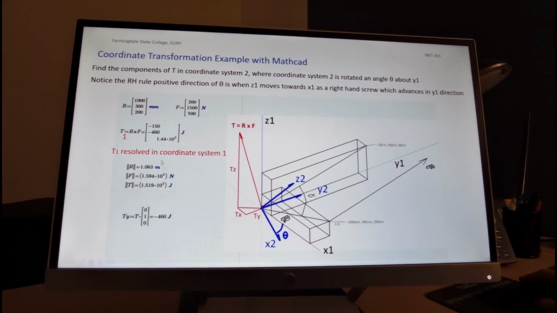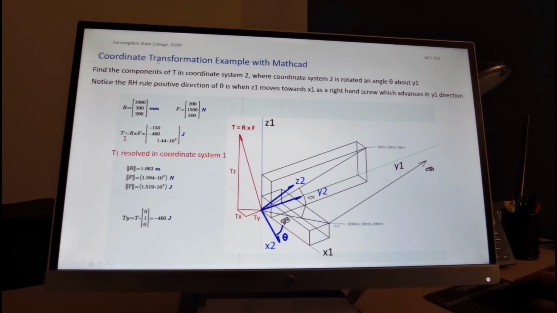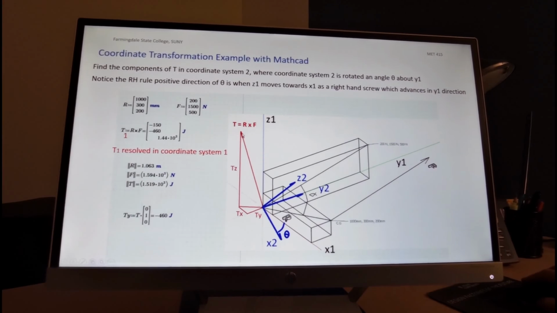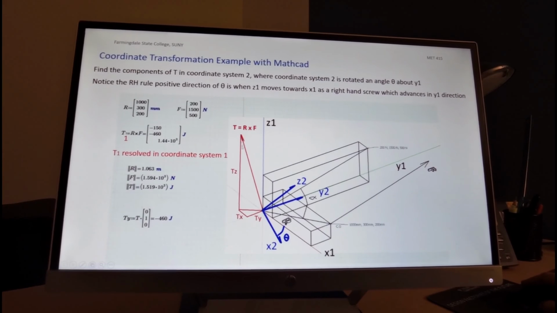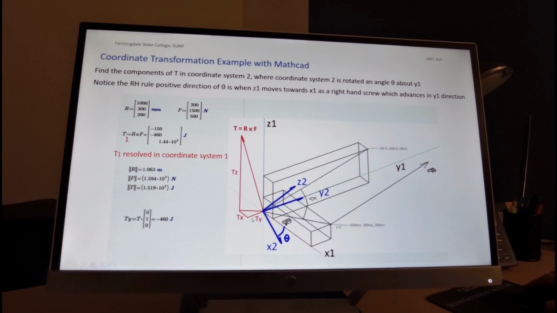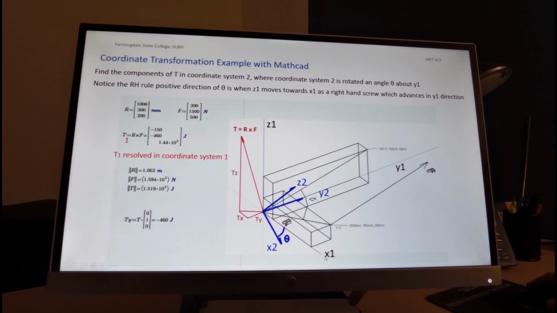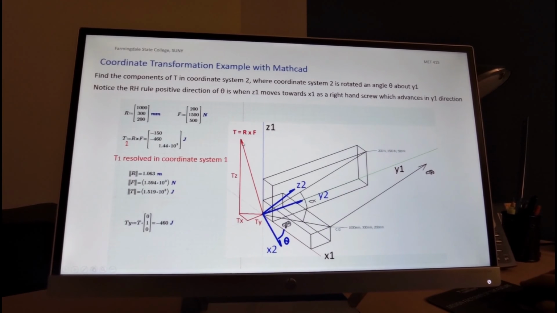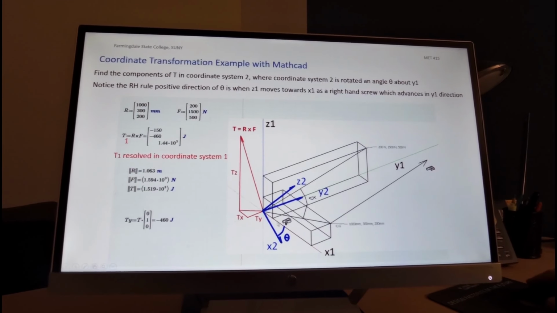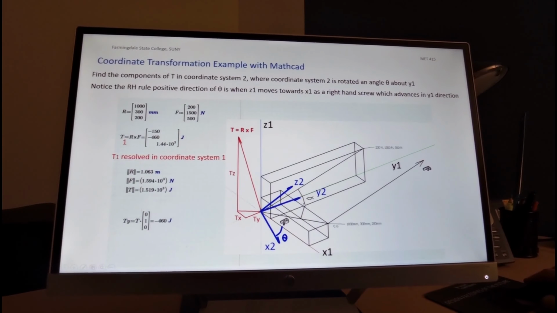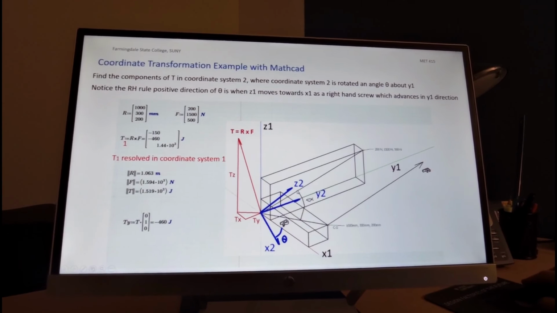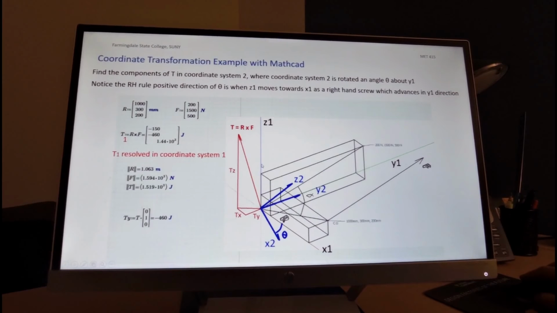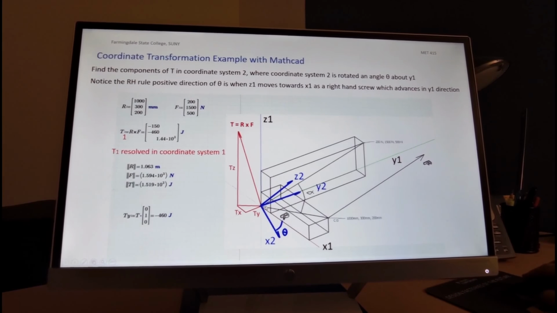A more interesting example here is coordinate transformation. Suppose that now we want to take the vector t, which is defined now with components resolved in x1, y1, z1, and suppose that we would like to find the components of the same vector along the x2, y2, z2 coordinate system, and coordinate system 2 is rotated with respect to coordinate system 1 along the y2.